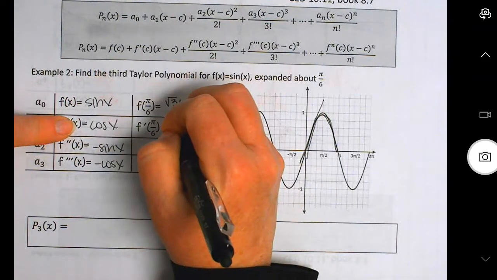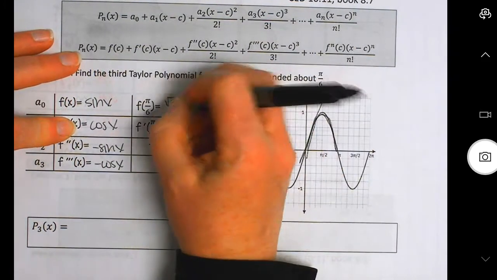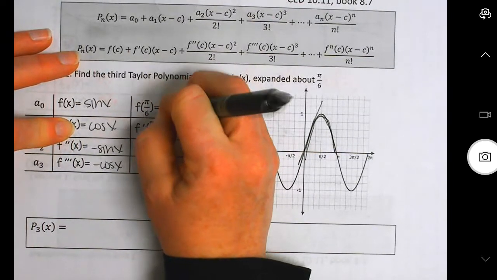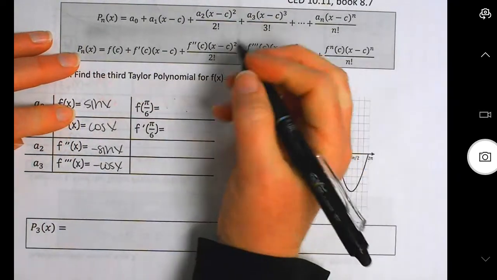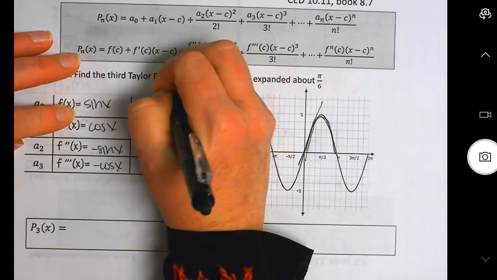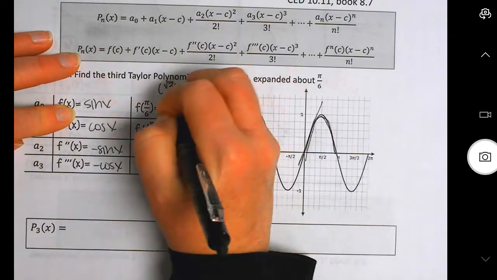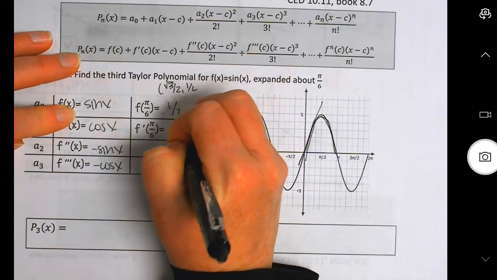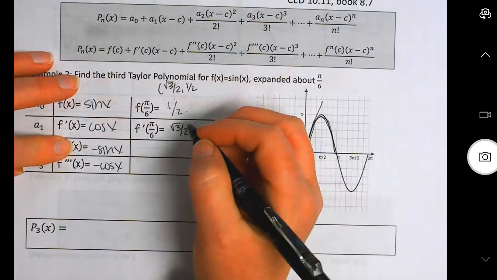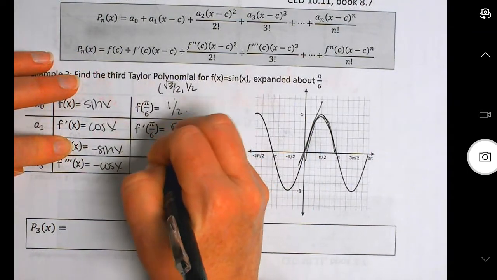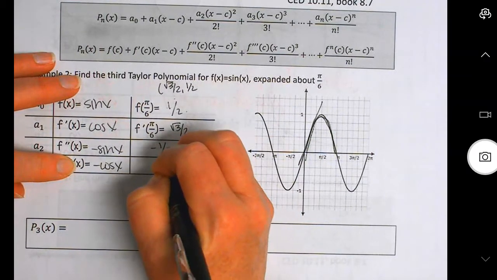Cosine is a half. Wait, did I do that backwards? I did it backwards. Sine, this is really the point, square root of 3 over 2, 1/2. So it's really 1/2, square root of 3 over 2. And then negative would be negative 1/2, negative square root of 3 over 2.